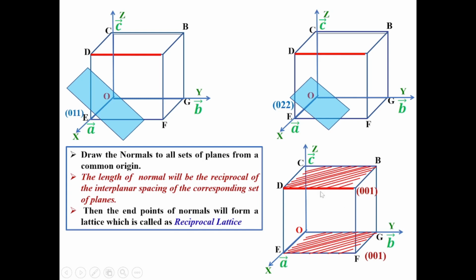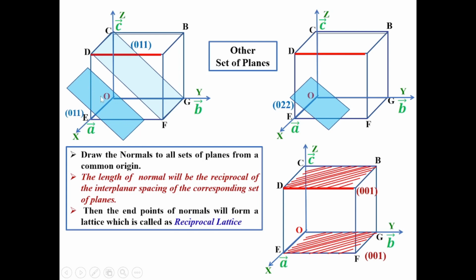This set of planes we have already discussed. Consider this set of planes. Here you can see the 0, 1, 1 plane, suppose at the origin. If I shift the origin, then this will also be called the 0, 1, 1 plane. See, this is your 0, 1, 1 plane. If I shift the origin, then the 0, 1, 1 plane will pass through the origin.